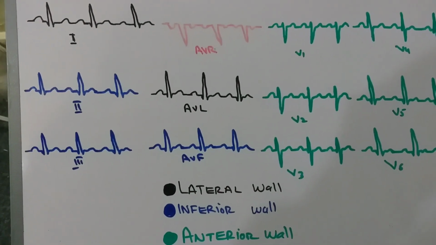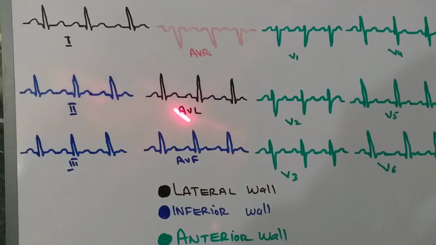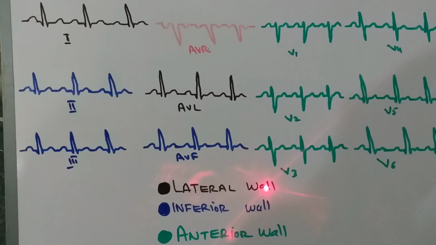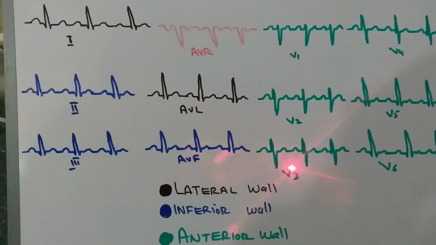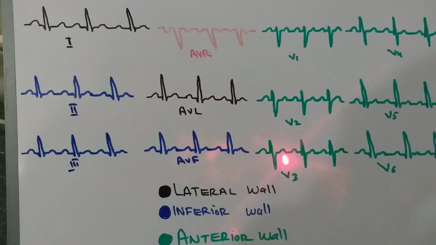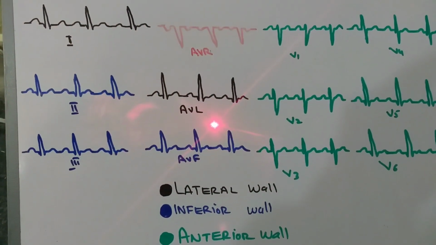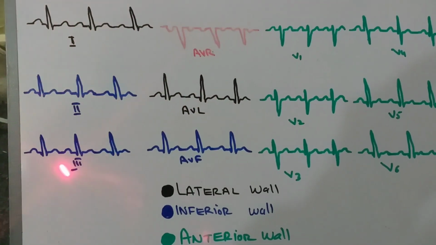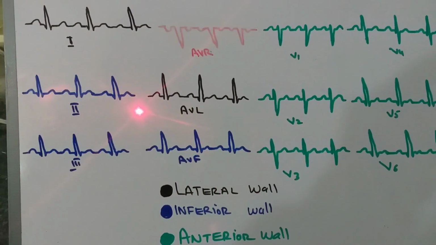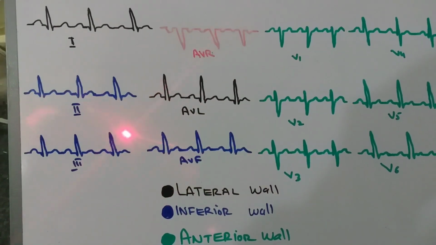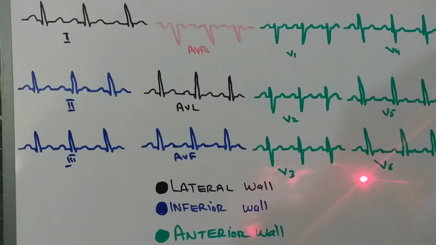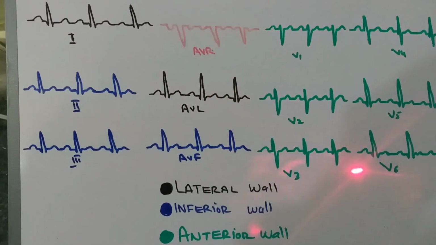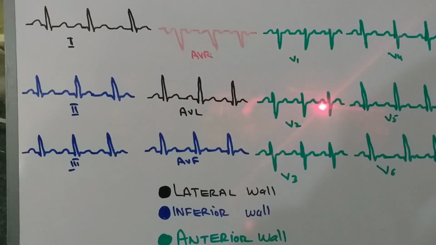But so here we see, whenever you look at the ECG, there are 3 sets of the leads which represent a particular wall, and those particular walls are supplied by a specific artery. Lead 1 and AVL: lateral wall, with the left circumflex artery supplying the lateral wall. Leads 2, 3 and AVF: inferior wall, and this inferior wall is supplied by the right coronary artery. And V1 to V6 are the anterior wall, and this is supplied by the left anterior descending artery.